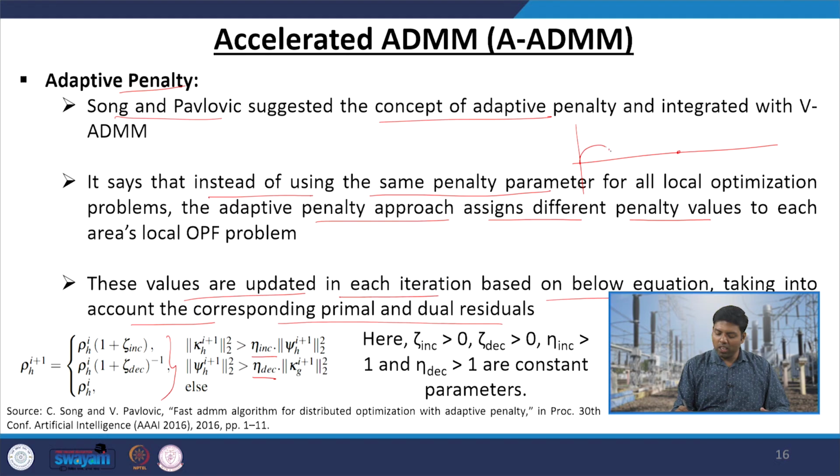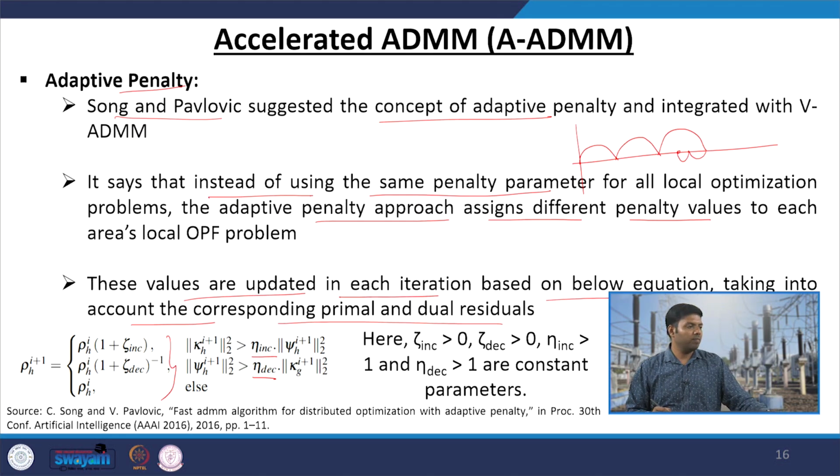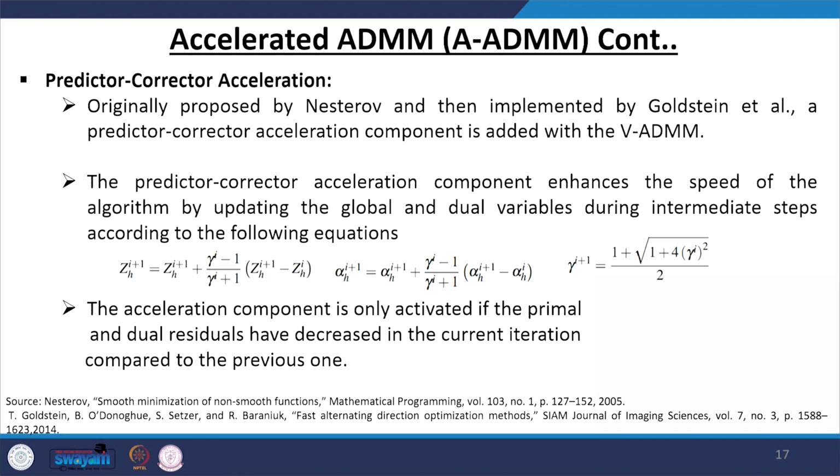At first it will take a very long jump to reach the proximity of the solution, and if it misses the solution and goes above it, then it will take a very short update, and then after some time it will reach the consensus point. So, you are updating your penalty parameter to control the speed, or the distance travelled, by your ADMM algorithm towards convergence. Okay. Then you have the predictor-corrector acceleration component as well.